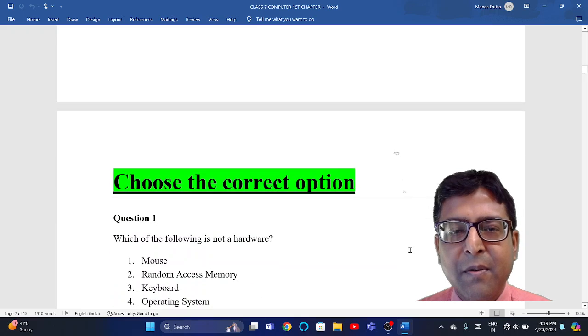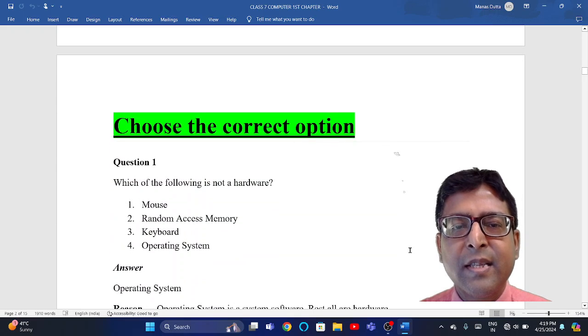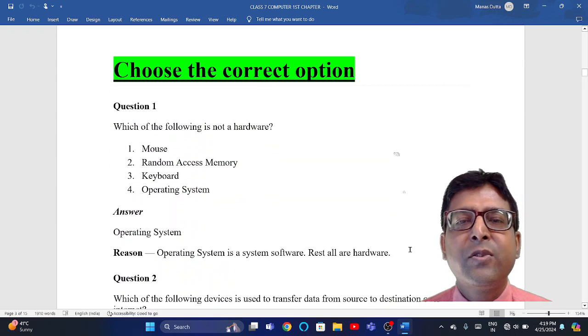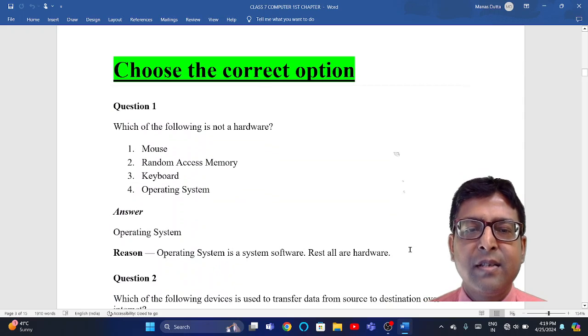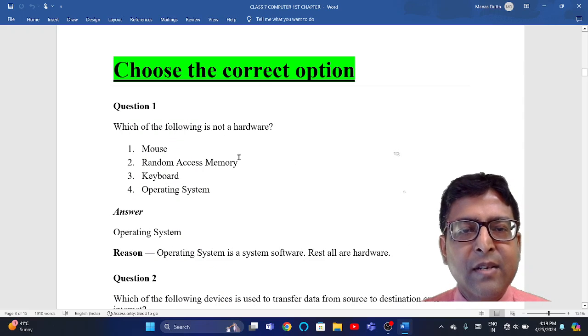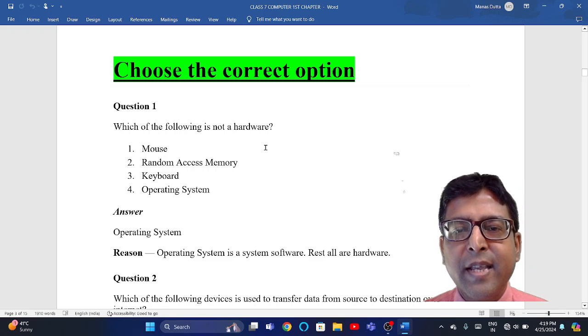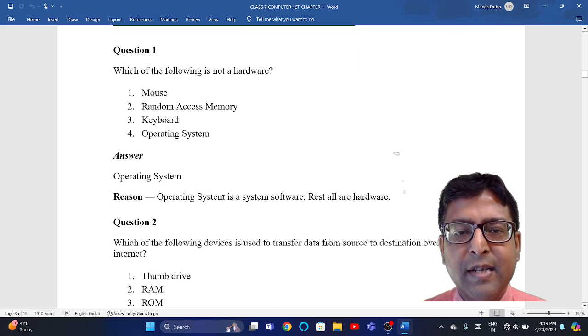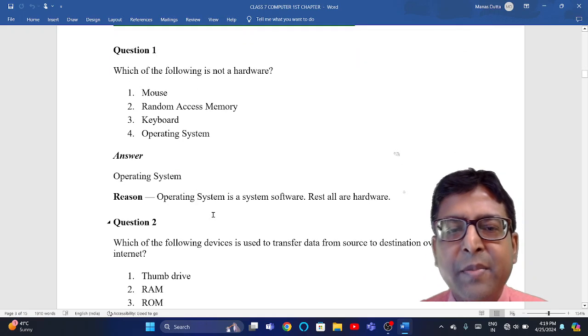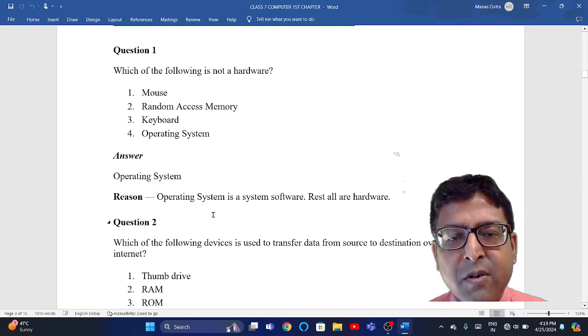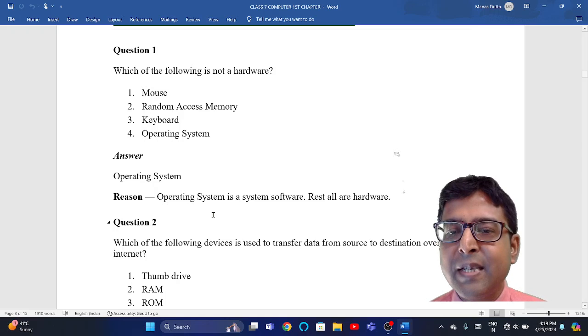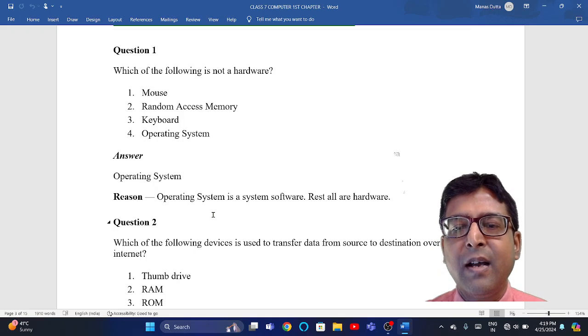So first question is there, choose the correct option. Question 1, which of the following is not a hardware? Mouse, random access memory, keyboard, operating system. Answer will be operating system. What is the reason behind this answer? Because operating system is a system software, rest of all are hardware.